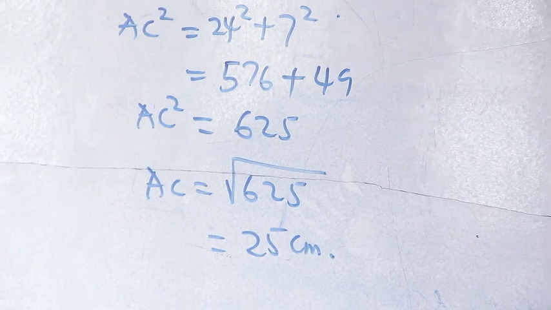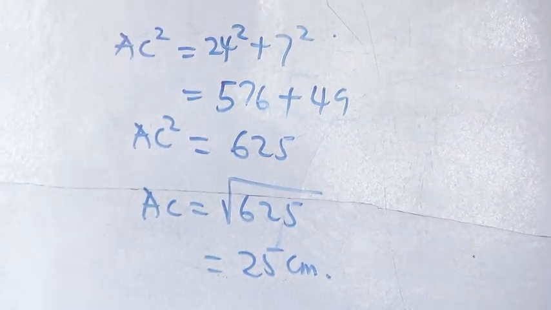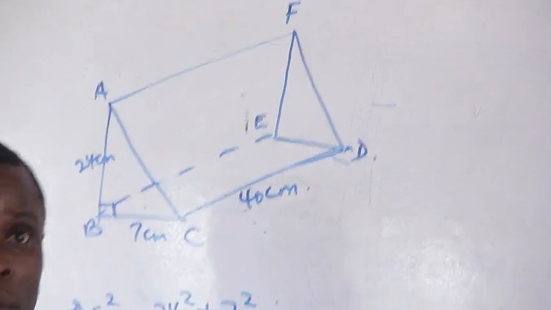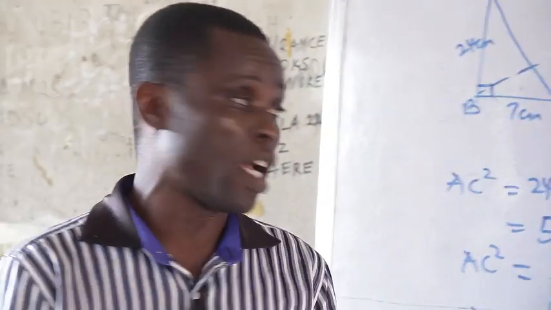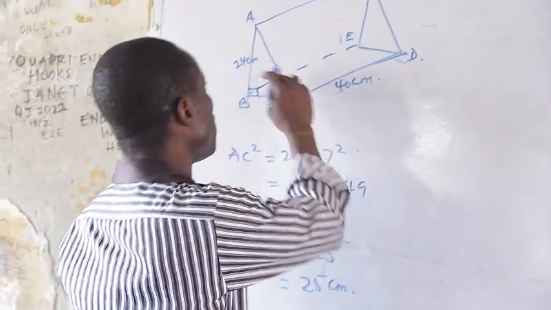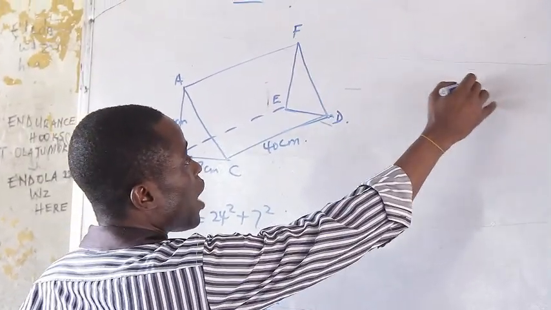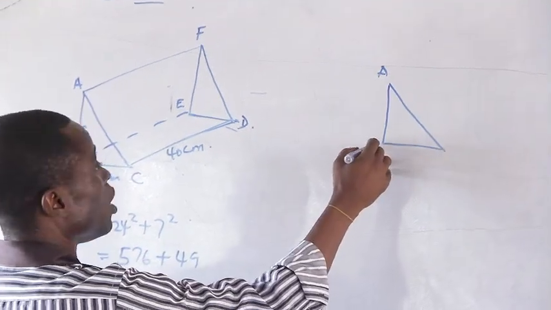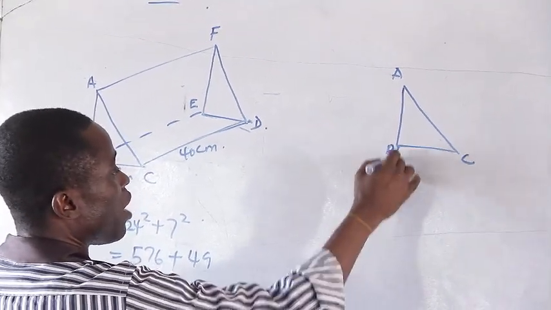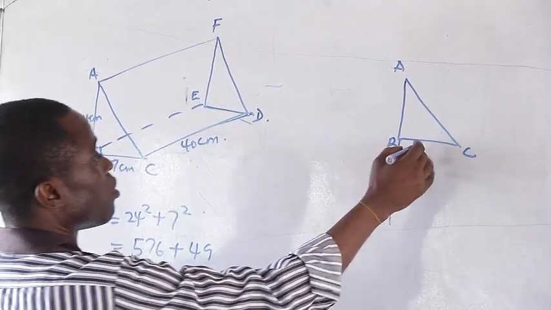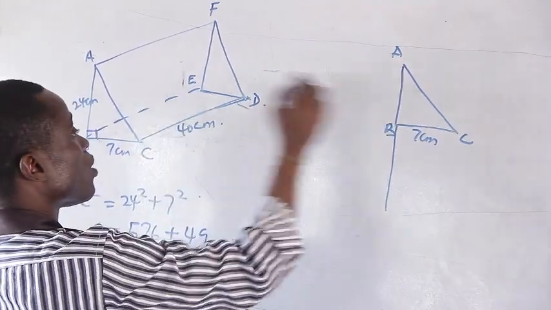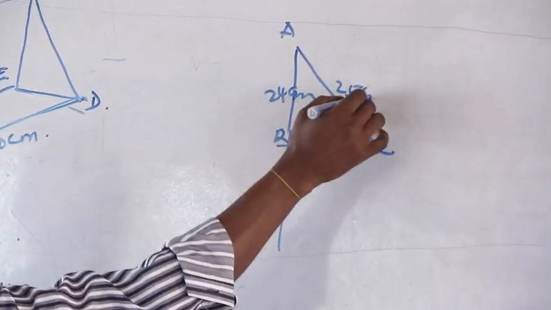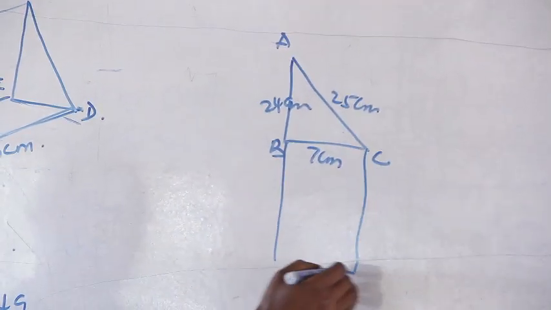Now, for us to find the total surface area of this prism, at times I can open it for you to see the net of this shape. This ABC is here. We have this as ABC. So we have a rectangle here. This length is 7. This is 24. Our AC that we have here is 25. We have a rectangle here.